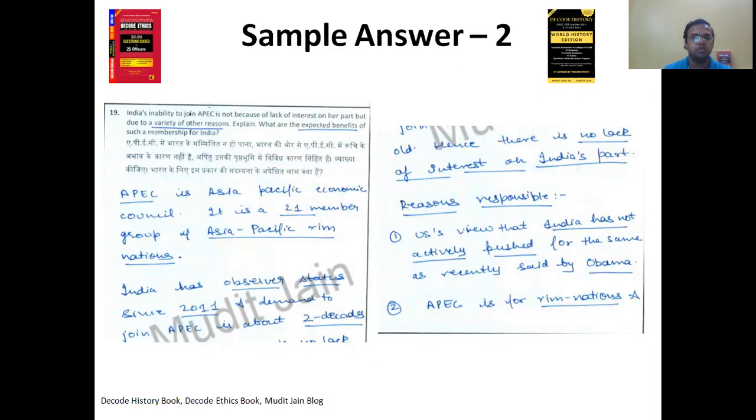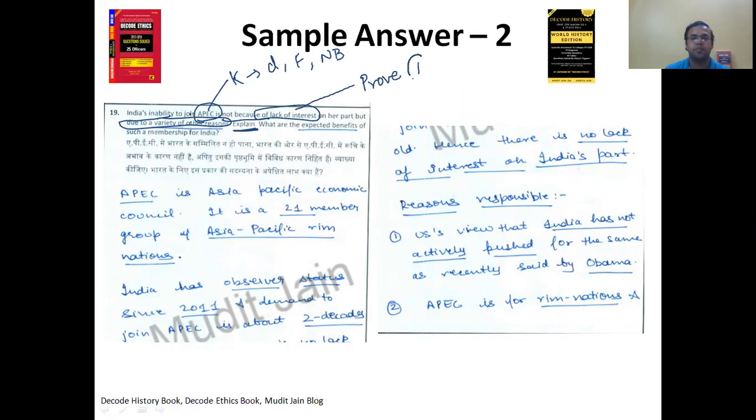India's inability to join APEC is not because of lack of interest on her part, but due to a variety of other reasons. Explain. So APEC is our keyword. We'll define it. We'll write facts. We'll write news background related to it. Then the question says, inability to join APEC is not because of lack of interest. So you have to prove this.